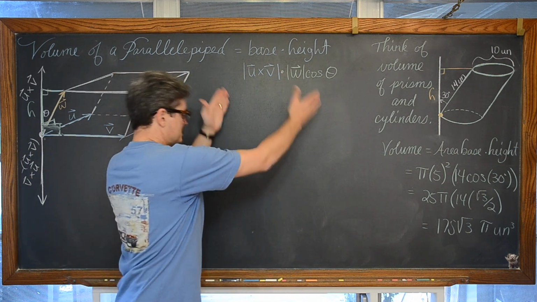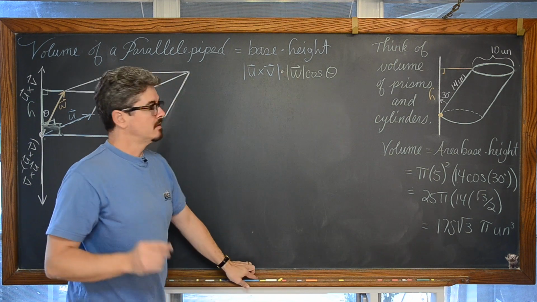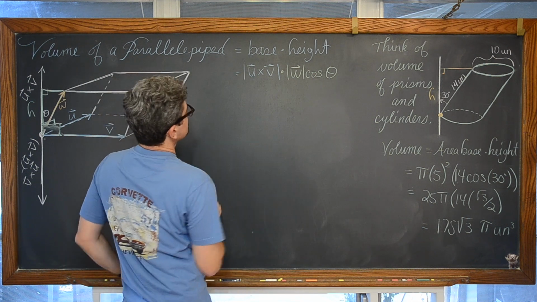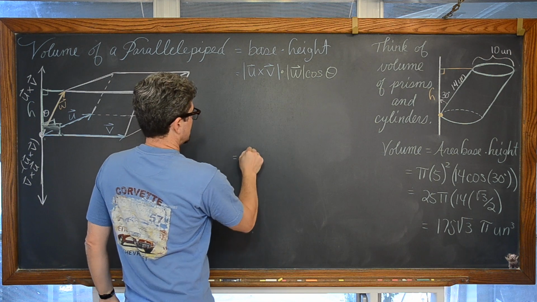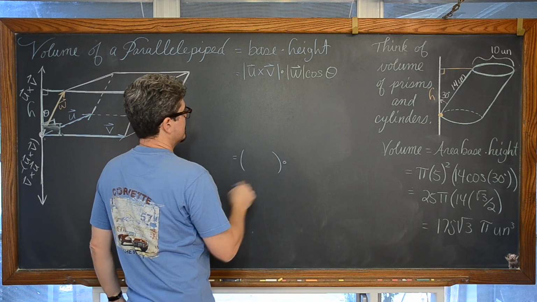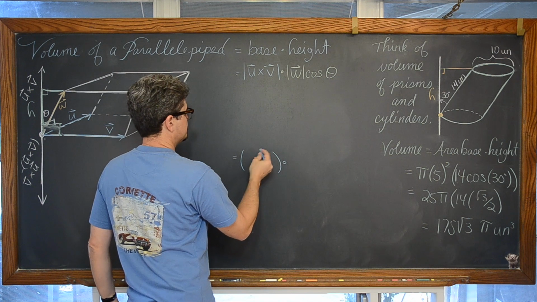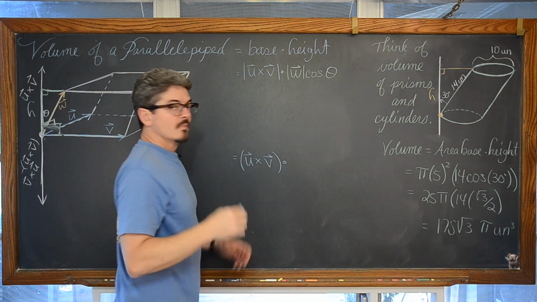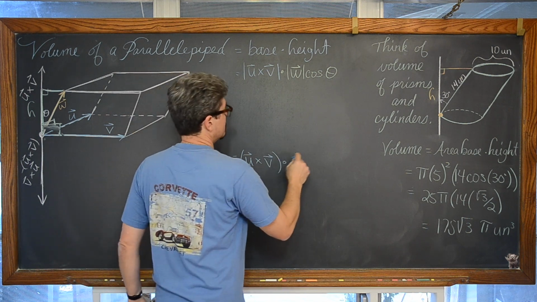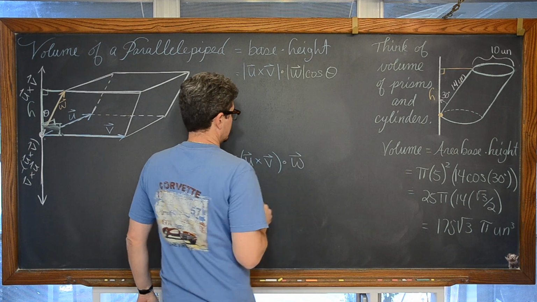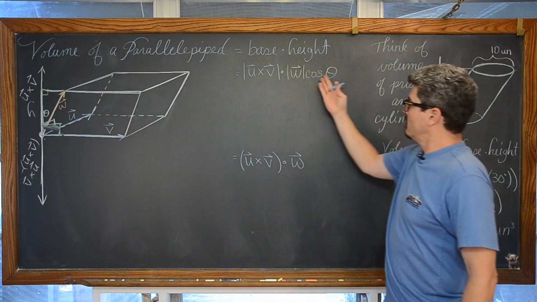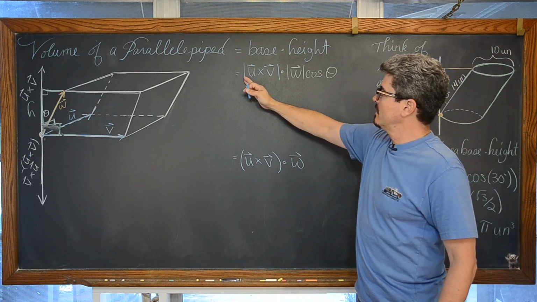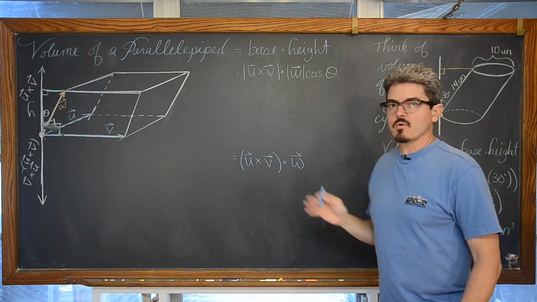But that's still not what you see in your textbook for the formula for finding the volume of a parallelepiped. What it's going to say is this: it's the dot product of the vector cross product dotted with vector w. Well, where did the cosine of theta go, and why is there no magnitude notation around our cross product?